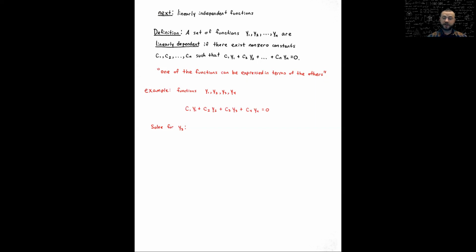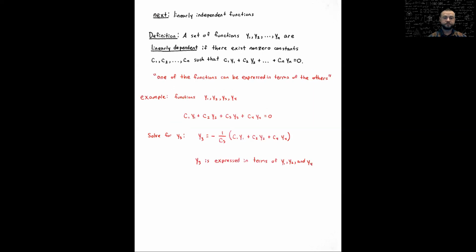All right, so this should go pretty quick. You can subtract the terms with y1, y2, and y4, and then you can divide by C3. Notice the assumption about the constants being non-zero kicks in. If C3 were 0, then you couldn't divide by it. But since C3 is non-zero, you can divide by a non-zero number. All right, so you should get something that looks like this for y3. And what we have done is now expressed y3 in terms of the other functions in that list, y1, y2, and y4.